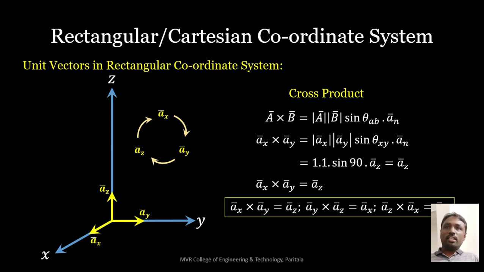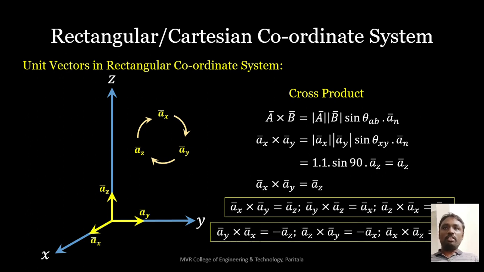So let us take az cross ax. Now that is in sequence, in the clockwise direction. So az cross ax is ay, the remaining vector. Without confusing, just draw this circle. You can identify easily without knowing the right-handed screw rule. This is the best way to identify the result of the cross product of two different vectors.